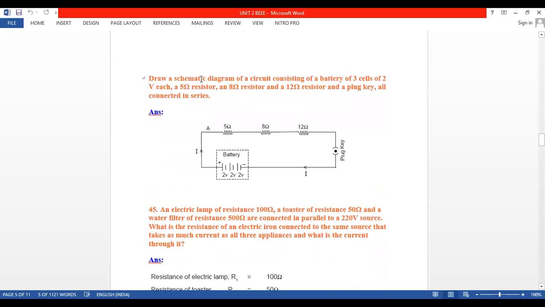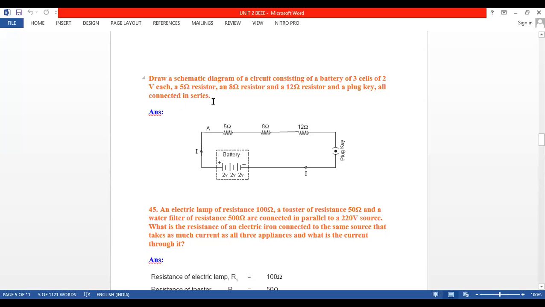Now we'll take one problem, all of you. So this you can practice. Draw a schematic diagram of the circuit. Circuit means what? A circuit contains battery, bulb and certain wires. The combination of battery, bulb and the wires is called the circuit, in a simple manner. The circuit contains a battery of how many cells? 3 cells. As I mentioned, a battery is a combination of number of cells. 3 cells of how much volts? 2 volts. Okay, we have drawn here. And a 5 ohm resistor. Unit of resistance is ohm. 5 ohm resistor, 8 ohm resistor and 12 ohm resistor and a plug key.